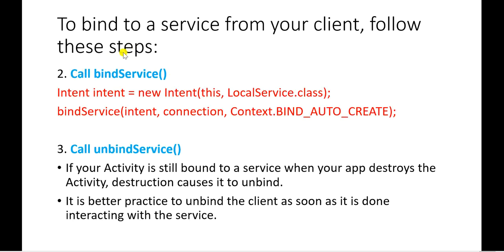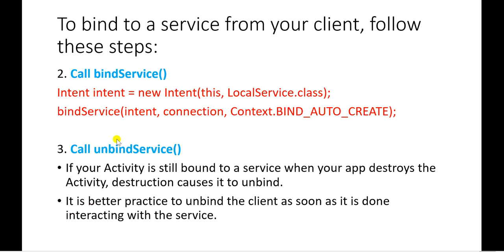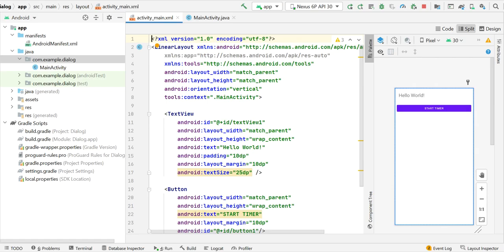The second step is to bind the service by using this code. You have to use an intent, then refer to your service class, and then bind to this service using the intent and the connection which you defined here. And then in the end, when all your work is done, you can call unbind service. If your activity is bound to a service and your app destroys the activity, then it will automatically unbind the service. But better practice is to unbind the client as soon as you exit the app. So let's move to Android Studio and create our app.